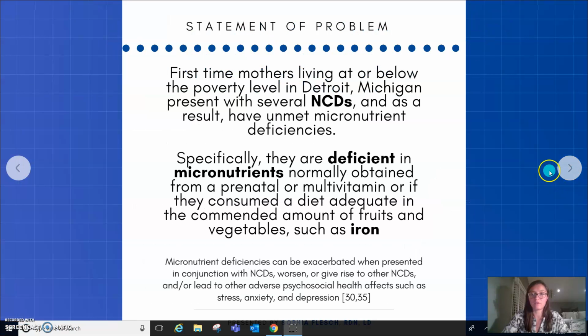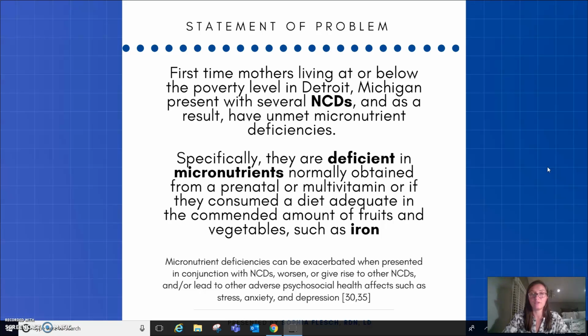So, the statement of the critical unmet nutritional need. First-time mothers living at or below the poverty level in Detroit, Michigan, present with several NCDs and as a result have unmet micronutrient needs. Specifically, they are deficient in micronutrients that are normally obtained from a prenatal or multivitamin, or if they consumed a diet adequate in the recommended amounts of fruits and vegetables, such as iron.